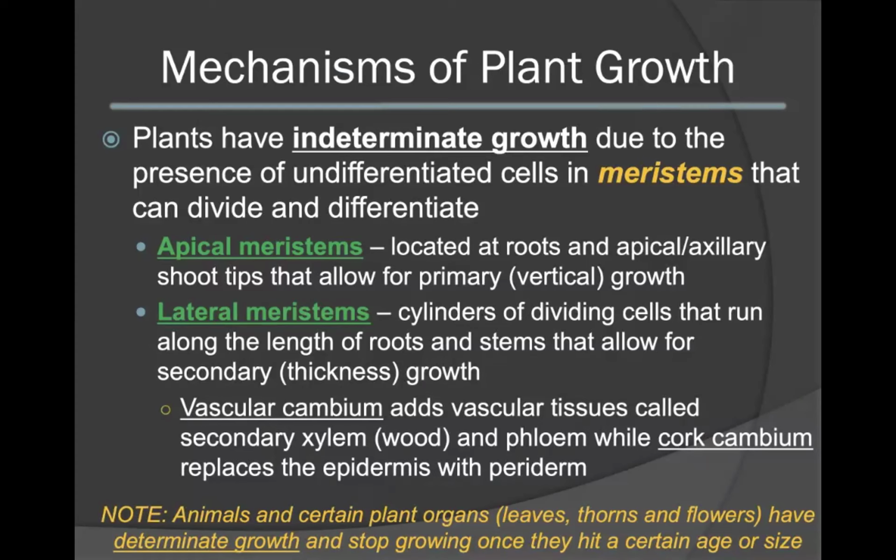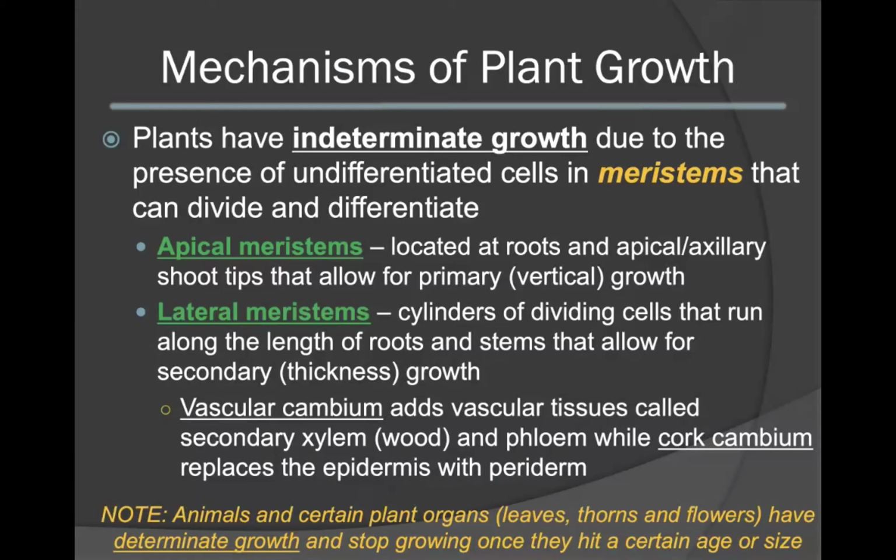Plants have what is termed indeterminate growth. This means that they can grow continuously throughout the lifetime of the plant. This is due to the presence of undifferentiated cells in regions called the meristems. These cells can continuously divide and differentiate.